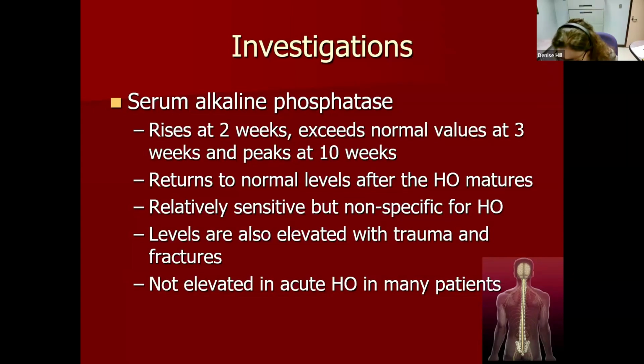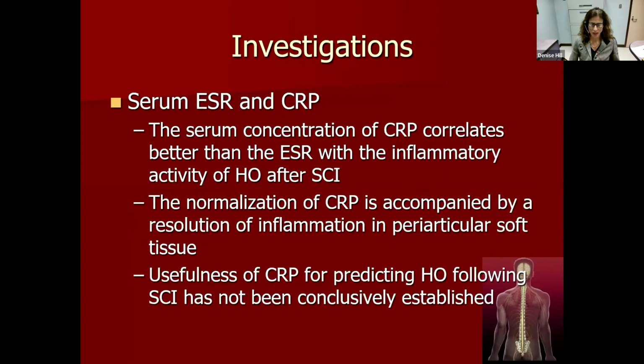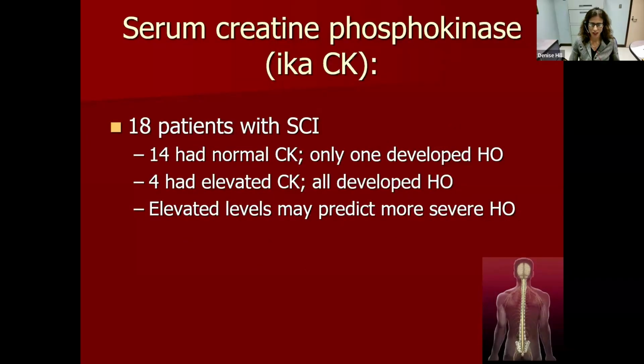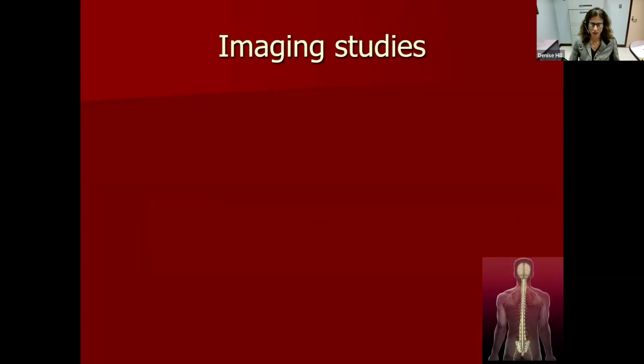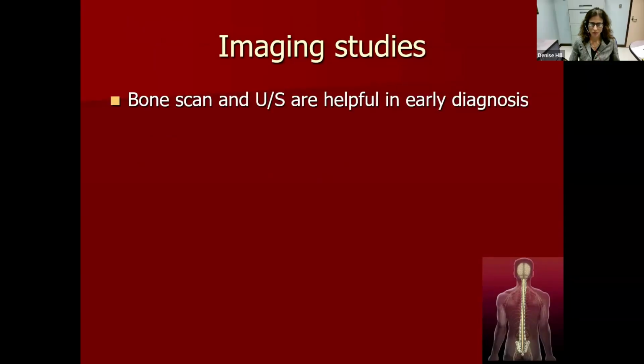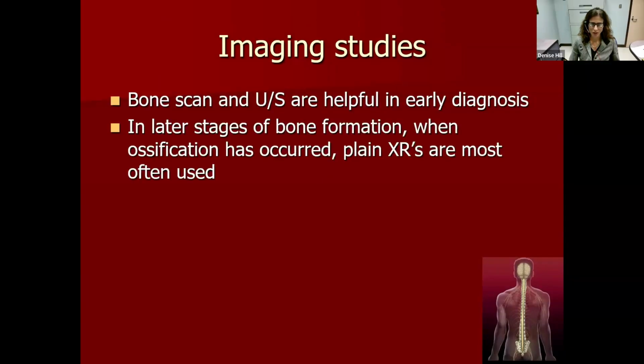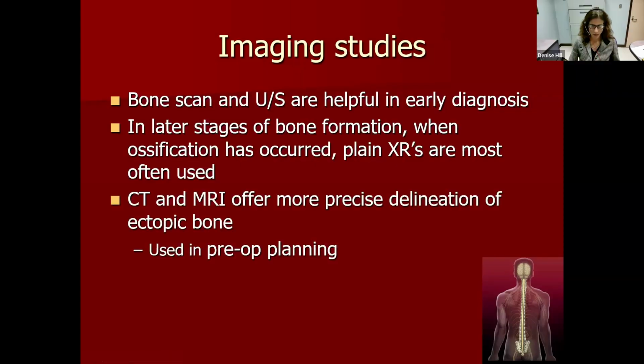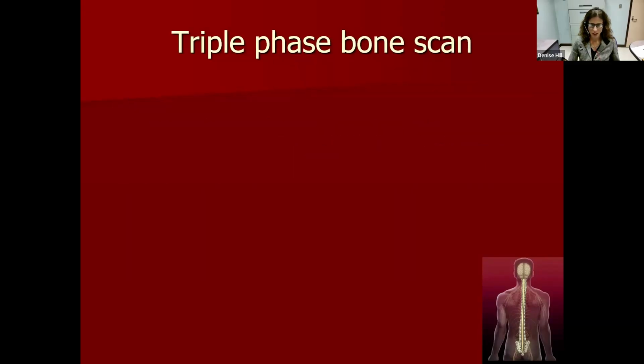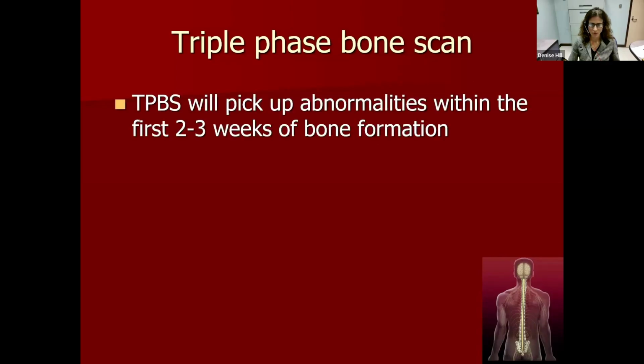Because we are a little short on time, I'm going to skip over some of these medical things, which is how all these investigations change and how they're used. Go on to the imaging. So we use bone scans and ultrasounds as well as x-rays, but x-rays are most often used later, or at least they're not likely positive in the early course of HO. And then CT and MRI, you definitely get definition of the bone, but we use that more for pre-op planning, not for diagnosis.